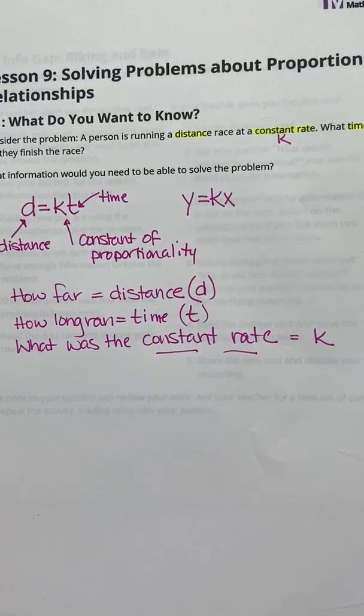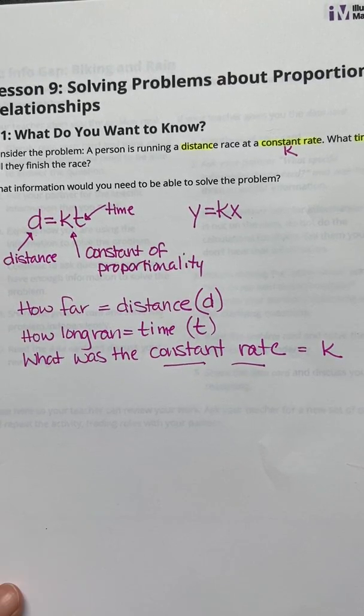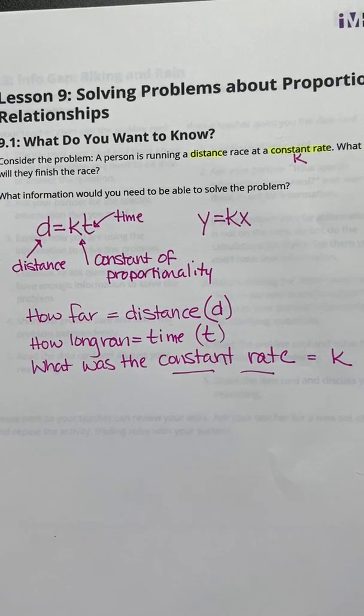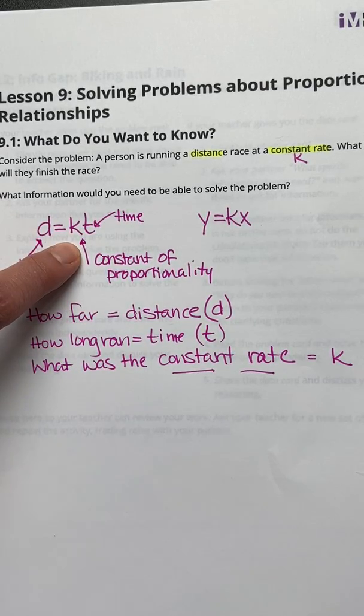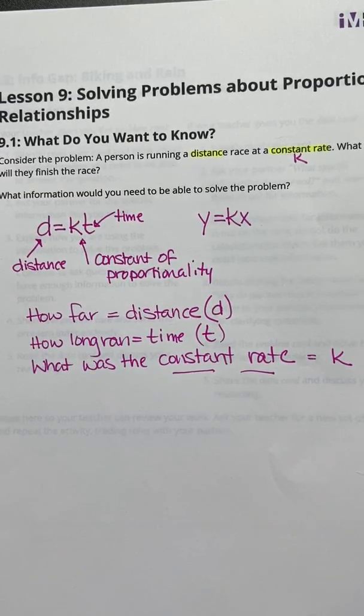So I need to know at least 2 of those 3 things to figure out everything in that problem, okay? This is your standard equation, and it's telling me exactly what I need to know. I need to know the distance and the time, or the distance and the constant of proportionality or the rate. I just need to know 2 of the 3 to keep going, okay? So those are the things you really need to know for that equation.